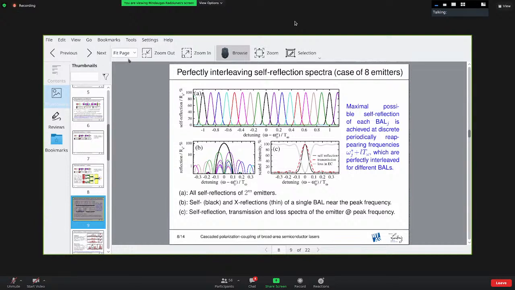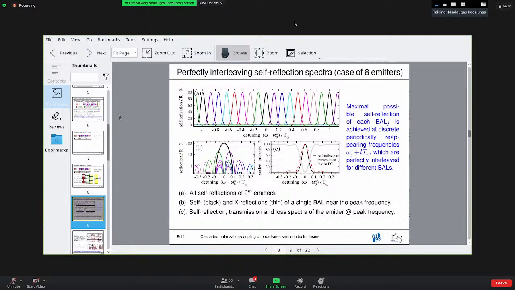It depends on colors. There are 8 colors here, and we see that everything is perfectly interleaved. Once we have lasing of the laser at its own wavelength, which corresponds to some resonance, the laser becomes fully possible feedback.